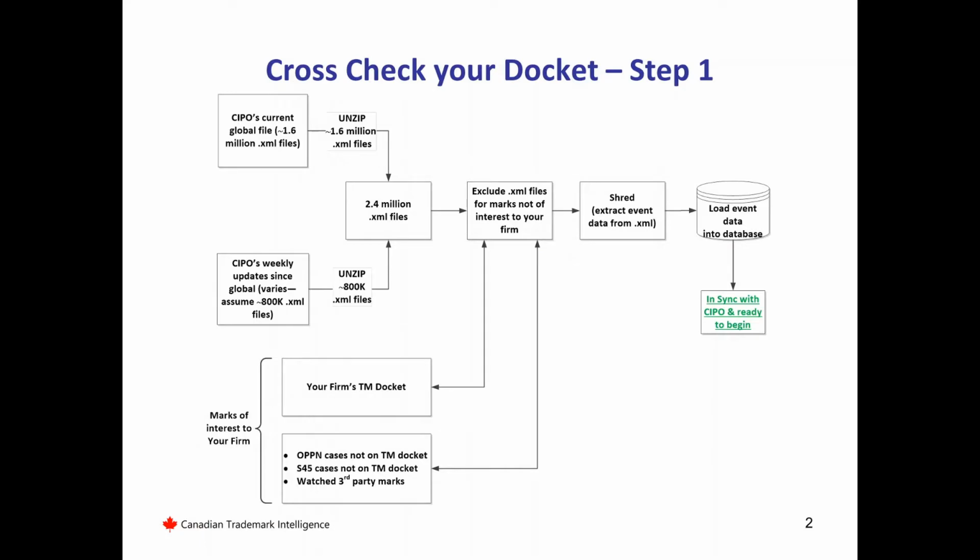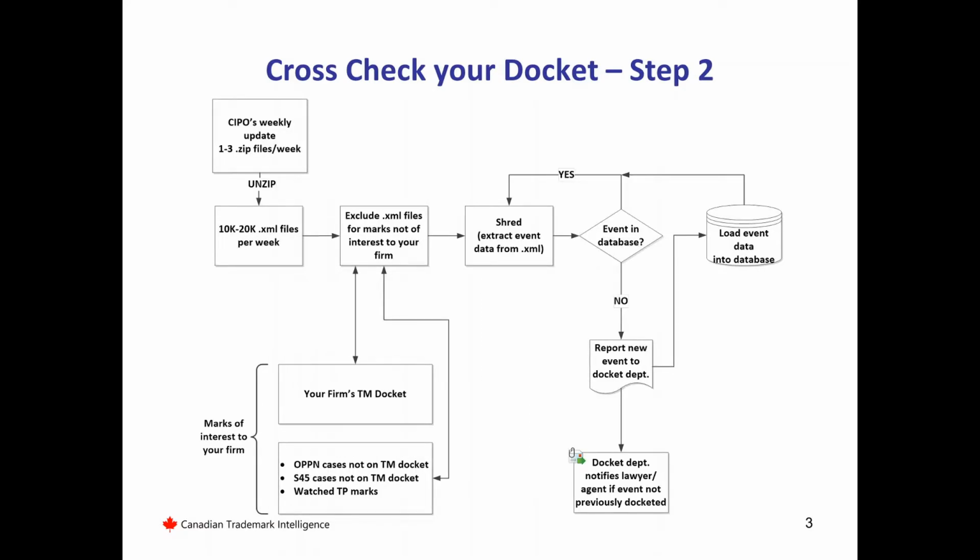I'll just pause to mention that when I refer to serial numbers, I'm not just talking about pending trademark applications. I'm also talking about registered trademarks, published official marks, etc. CIPO continues to use the application serial numbers in its XML file names even after cases mature to registration. So you need to focus on serial numbers if you're working with CIPO's trademark XML data.